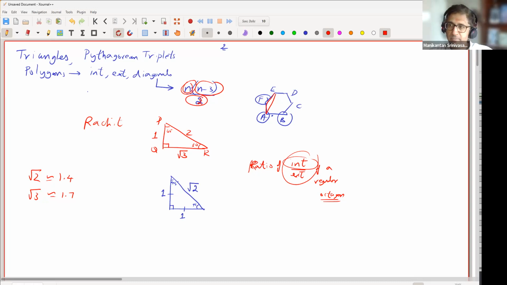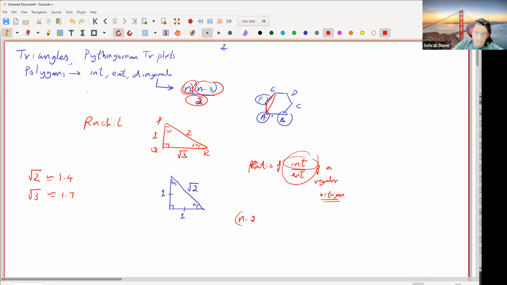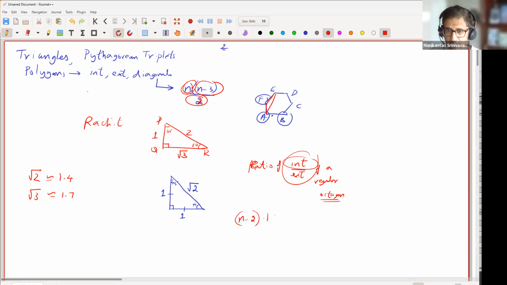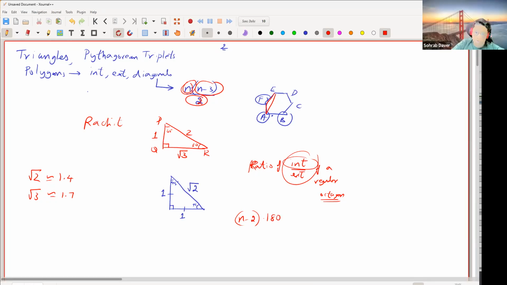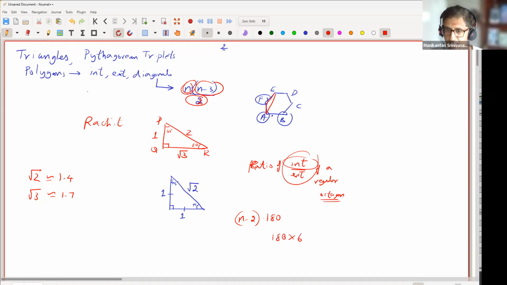How do you work it out, Saurabh? You do n minus 2 into 180, to find the sum of the interior angles. Very good. So in an octagon there are 8 sides. So you do 8 minus 2, which will give you 6 into 180, which will give you 1080.